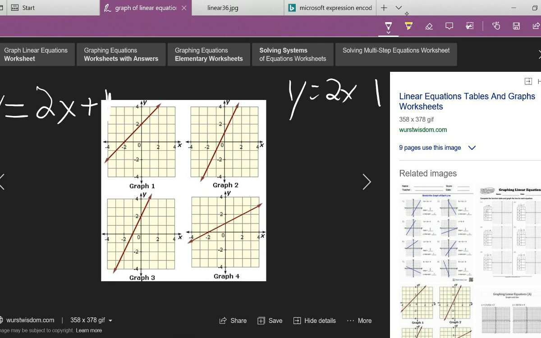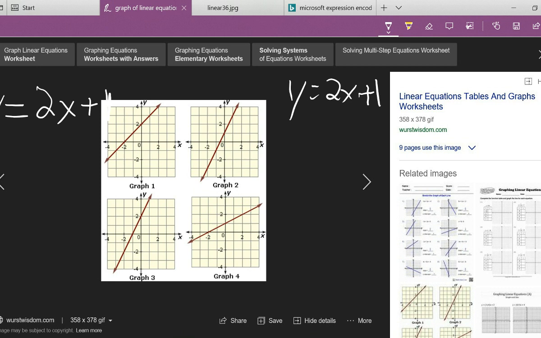All right, so which of those equations represents y equals 2x plus 1? Well, what do we know about it? Let's look at the equation. The y-intercept is 1. Here's the y-intercept. It's the number that's standing all by itself. So we're going to look at each one of these graphs, and we're going to eliminate some of them just by looking at it.